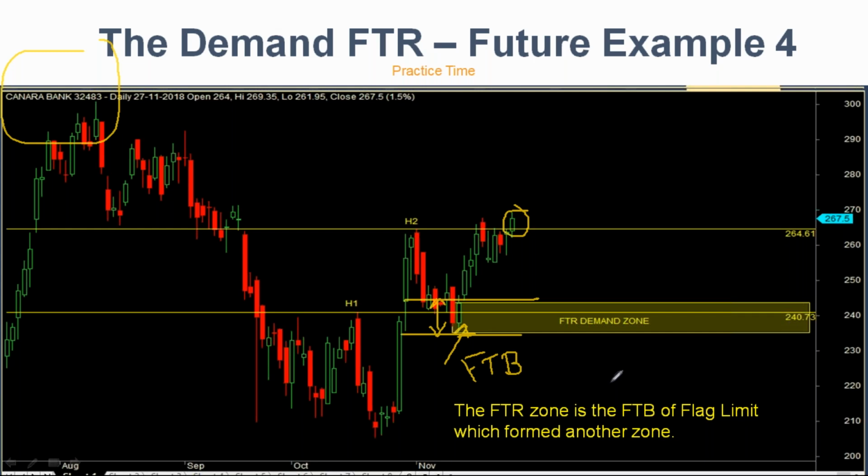There is a statement, sir, that H2 of Canara Bank is not broken with very high momentum. Let's see. Let's see how things emerge then.